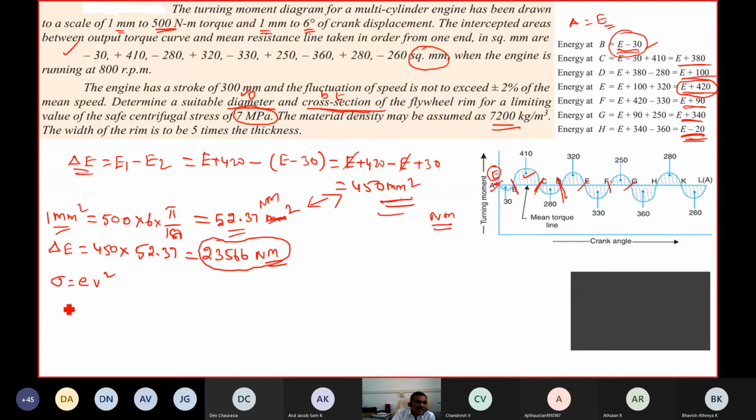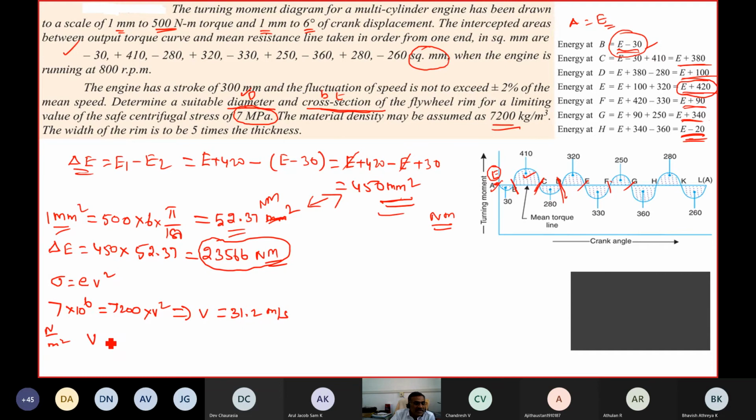You substitute in pascal. What is the unit? Newton per meter square. 7 into 10 power 6 is equal to, rho is equal to 7,200 into V square. From this you can find the value of V. What is the value of V? V is equal to 31.2 meter per second.